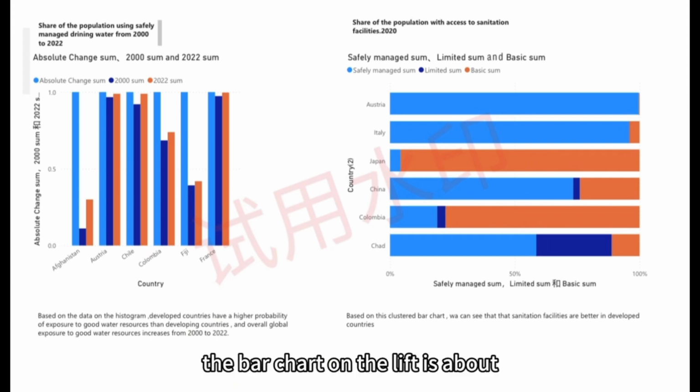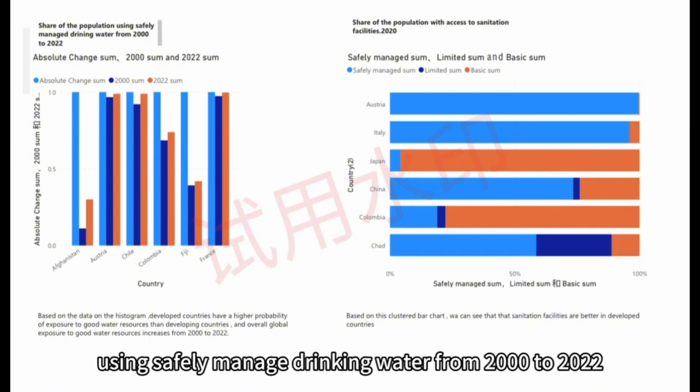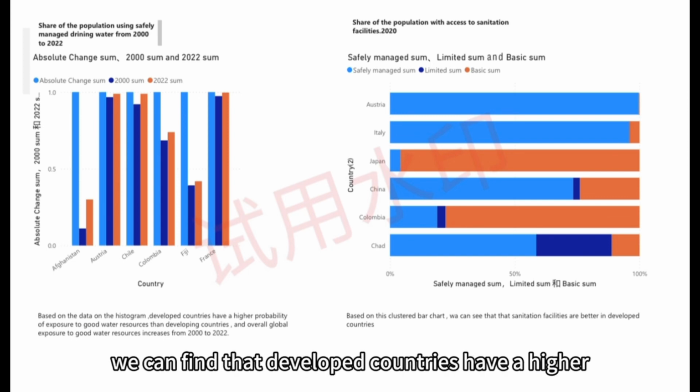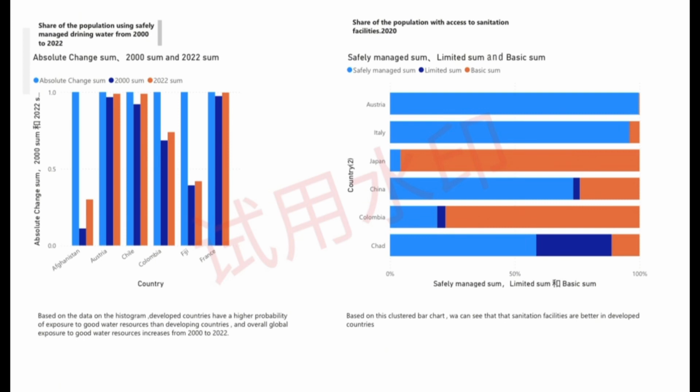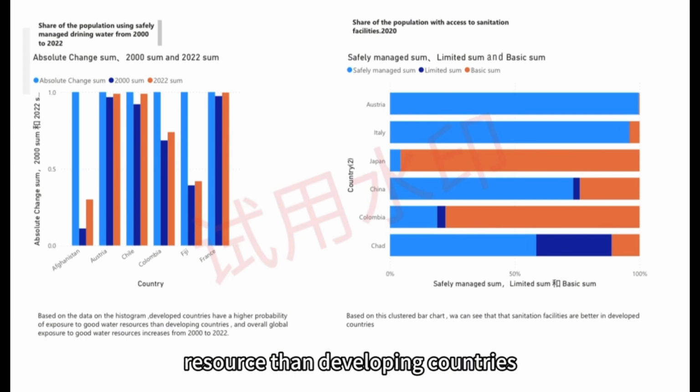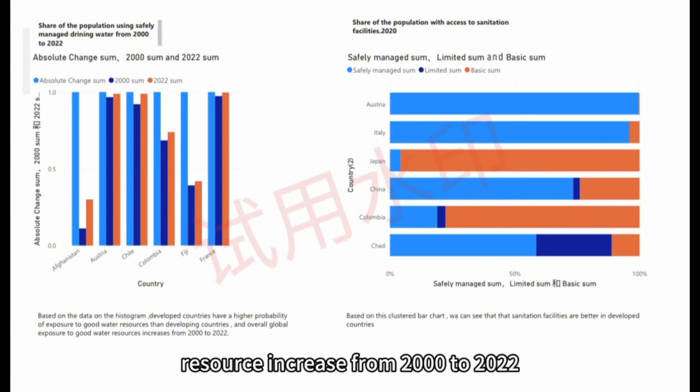The part I'm responsible for is clean water and sanitation. In this chart, the bar chart on the left is about the share of the population using safely managed drinking water from 2000 to 2022. According to the data here, we can find that developed countries have a higher probability of exposure to good water resources than developing countries, and global exposure to good water resources increased from 2000 to 2022.